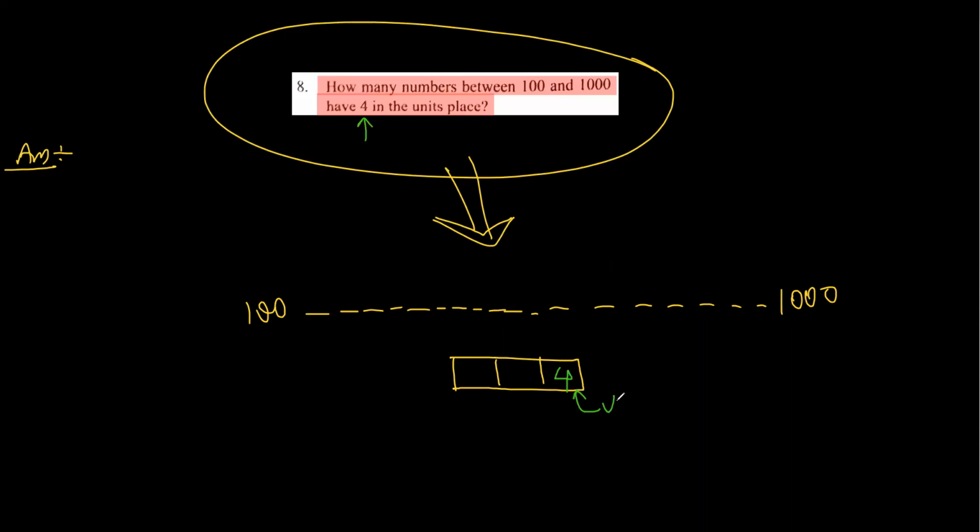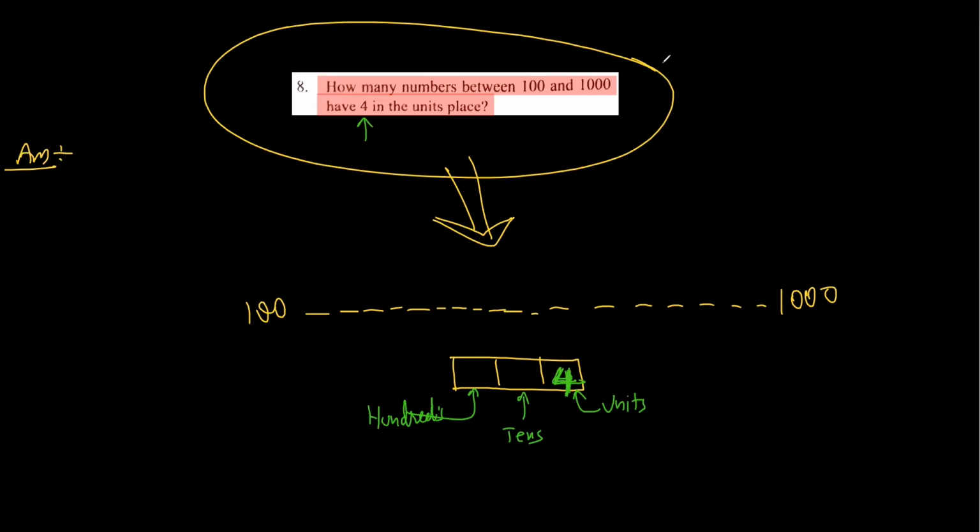This is the units place or ones place, whatever you say. This is the tens place. They're not saying anything about this. It means here you can have 4, you may not have 4. They are not saying anything about the hundreds place either. You may or may not have 4. But yes, this has to be 4 mandatorily. So this is what you have to go for.